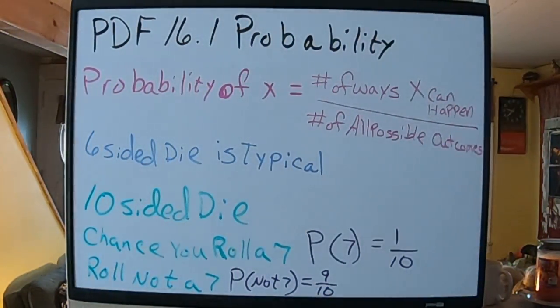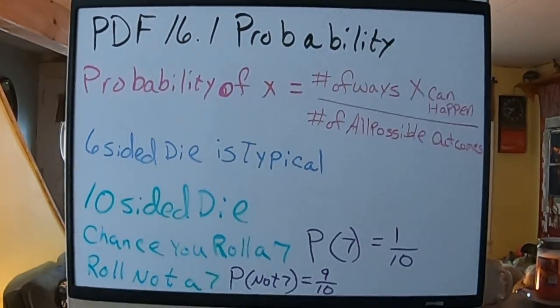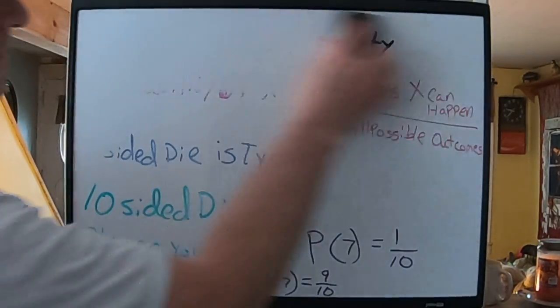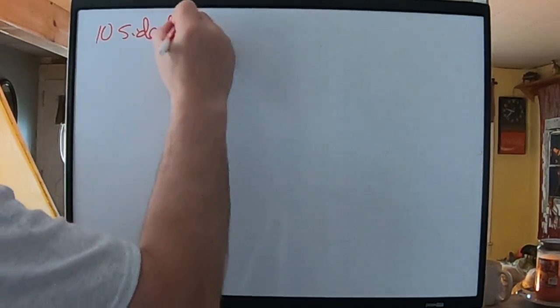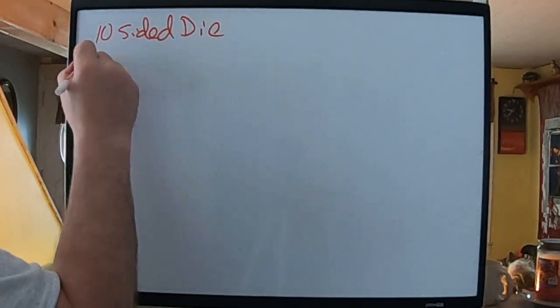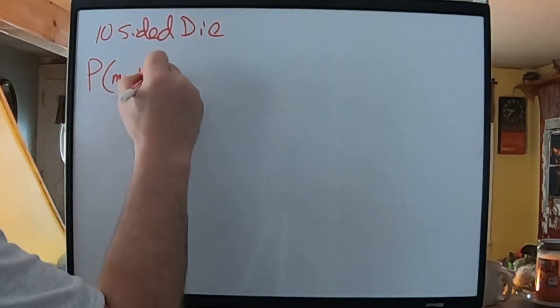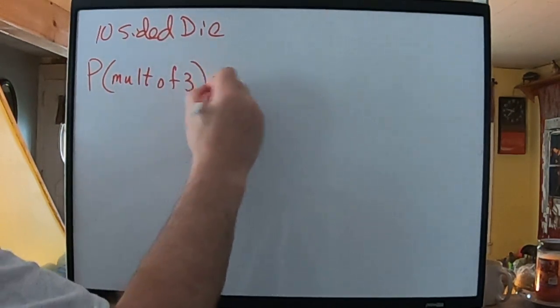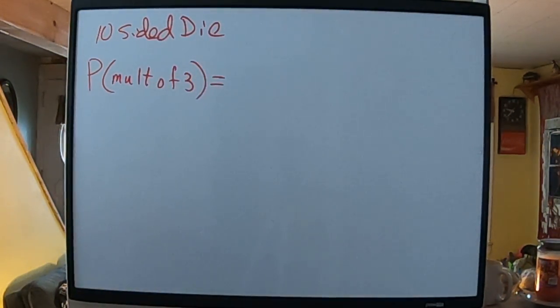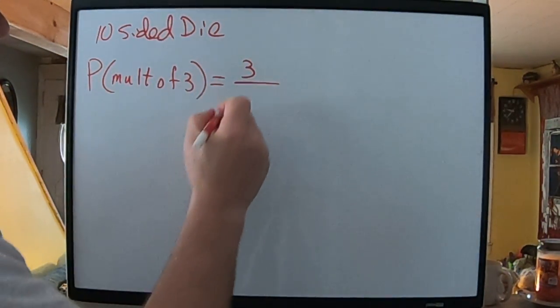All right, let's take a look at some other examples. Just going to erase all this. All right, what if we have a 10-sided die and what's the probability of getting a multiple of 3? Well, what multiples of 3 are between 1 and 10? 3, 6, and 9. So it's a total of 3 that can happen out of 10.